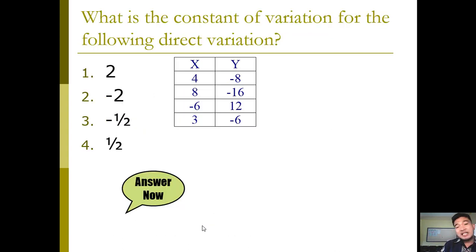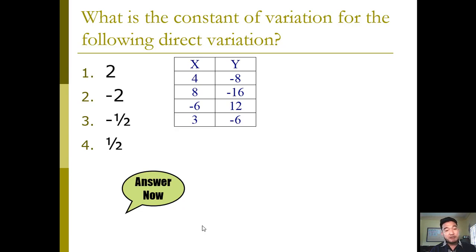Alright. Let us have a practice exercise. I want you to try this. Just pause the video and solve for the constant of variation. The question is, what is the constant of variation for the following direct variation? X values are 4, 8, -6, and 3. And the values of y are -8, -16, 12, and -6.